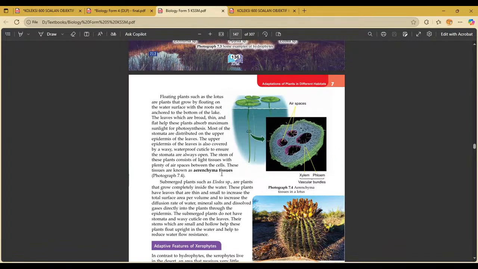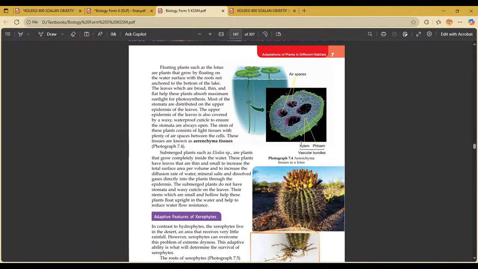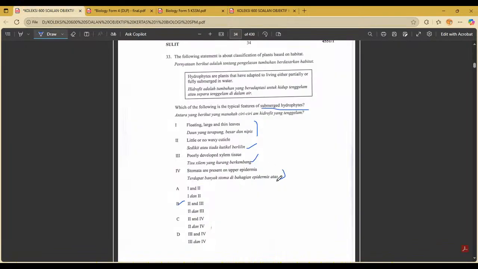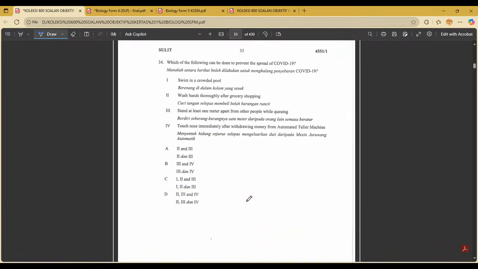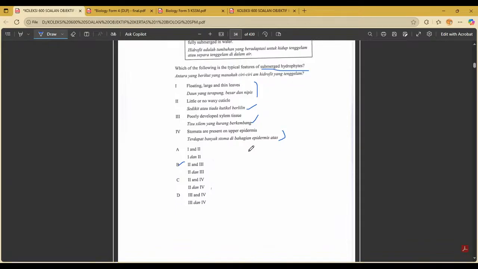And it makes sense, but then you say it's here, poorly developed xylem, right? Whatever. Makes sense because it doesn't need to develop a good xylem. It lives underwater. The water does the job for it.